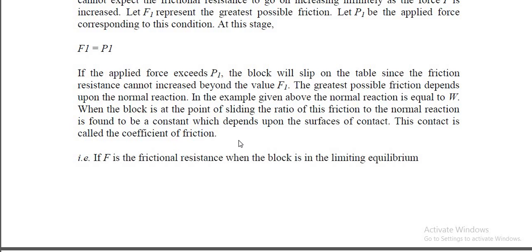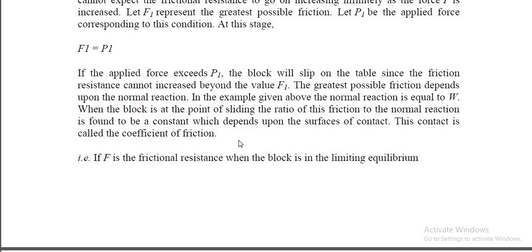Now if the force P1 exceeds F1, then the greatest possible friction, which depends upon the normal reaction, is exceeded, and the body will slide over the surface. F1 is the frictional force when the body is in limiting equilibrium. So before that we have to know what limiting equilibrium is.